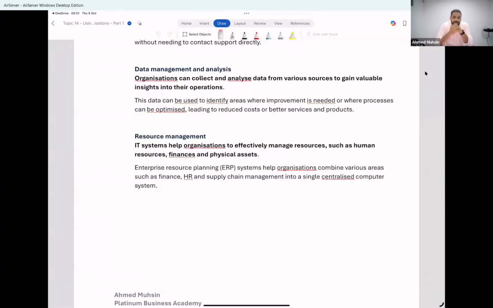Can you guys read the next one then? Managing your resources, the tools that you have, the money you have, the workforce that you have, the time that you have, all these need to be managed effectively. So you can use an IT system to manage it for you. Can you guys go through it?